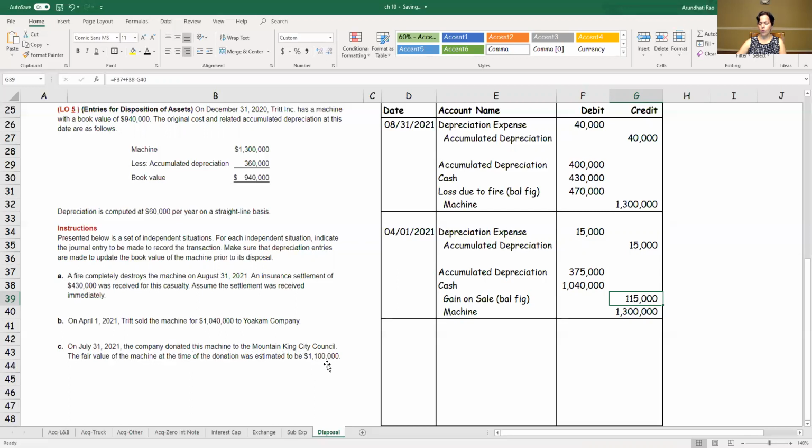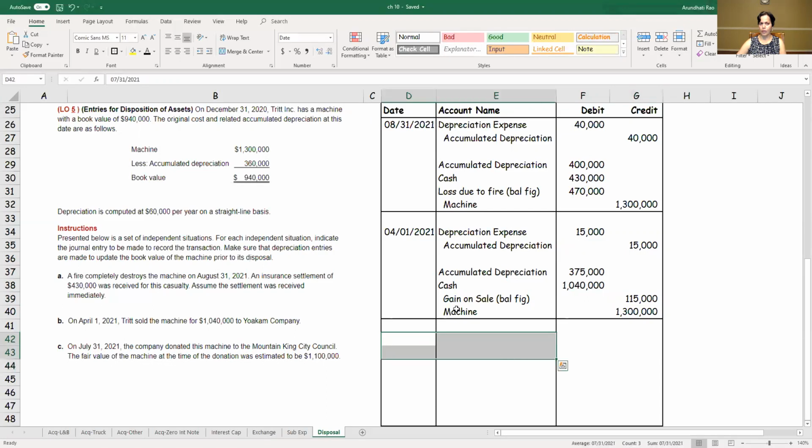$1,100,000. We always need to bring it to fair value in case of a donation because that asset, I need to recognize the appropriate gain or loss as if I sold it. So first thing I need to do is the depreciation journal entry. So let's start out with that first.